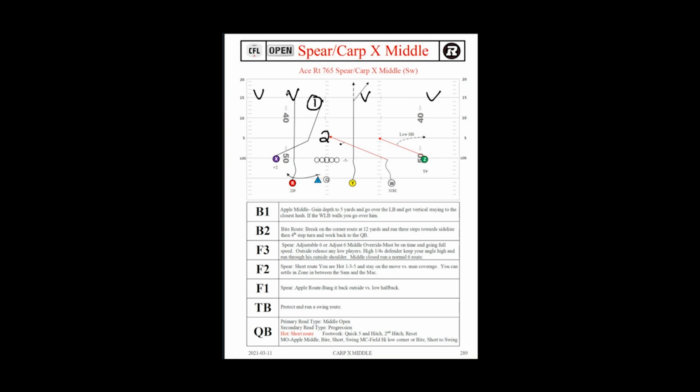Now, as it's drawn up in this picture, I call this what I call a bite route. The Green Bay Packers would do it this way, possibly. Okay, I didn't run this a lot. I just had it in the playbook.